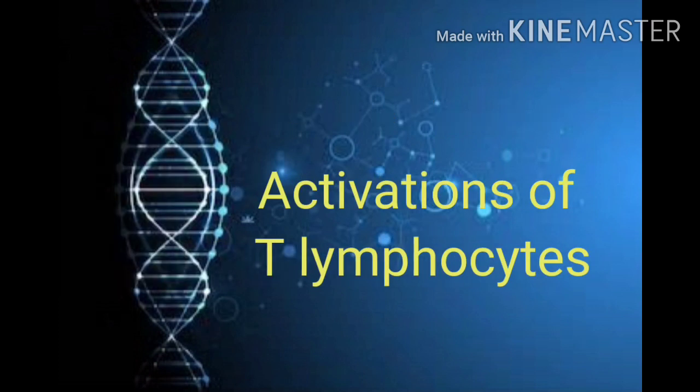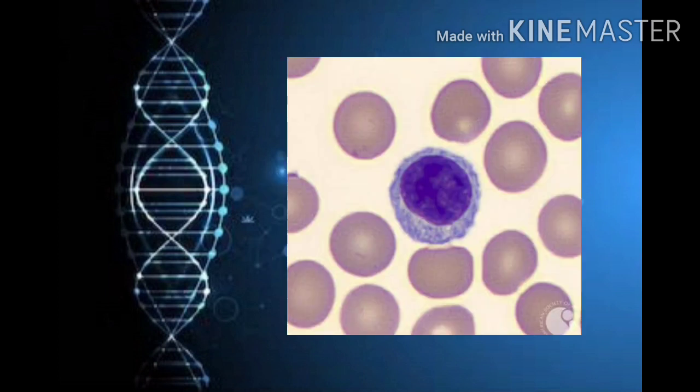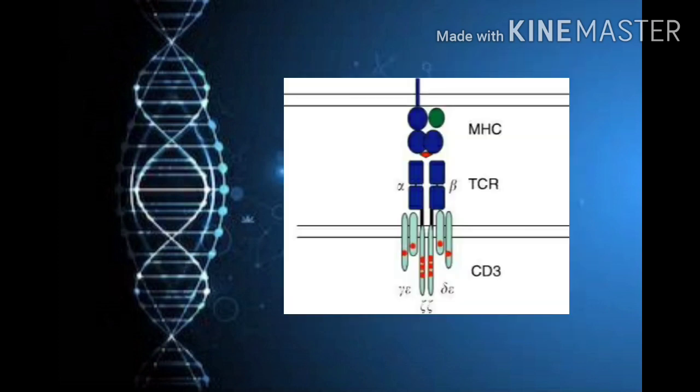Today in Medschool Microvlog 9, I will talk about the mechanism of activation of T lymphocytes. Now, the T lymphocytes constitute 60 to 70% of the peripheral blood lymphocytes, and most of the T lymphocytes have an antigen specific T cell receptor, also known as TCR, and that TCR is comprised of alpha and beta polypeptide chains in 95% of the cases.